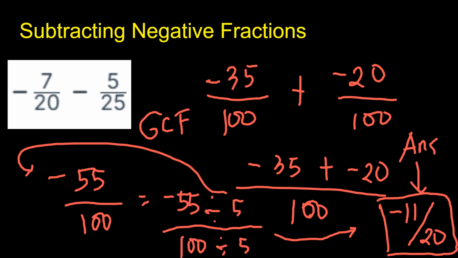Again, that's because negative 55 divided by 5 is negative 11, and 100 divided by 5 is 20. So our answer now would be negative 11 over 20. All right? Easy, right? Hope you're getting it. Okay, let's go to the next one.